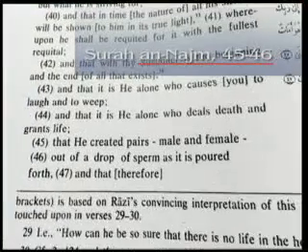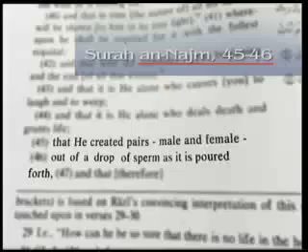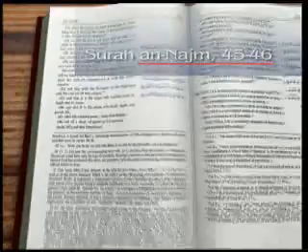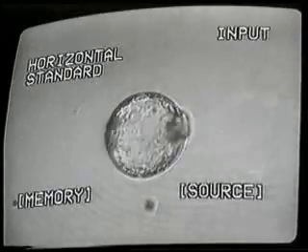That He created pairs, male and female, out of a drop of sperm, as it is poured forth. The improving disciplines of genetics and molecular biology have scientifically validated the accuracy of this information given by the Quran. It is now understood that sex is determined by sperm cells coming from the male, and that the female has no role in this process.